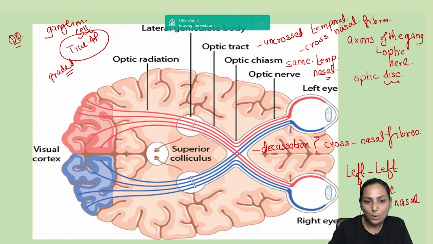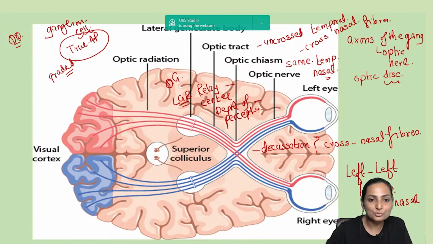Now this optic tract is then going to come to the lateral geniculate body. This lateral geniculate body plays a very, very important role. It acts as a relay center. It also helps in perceiving depth. So it is a relay center, helps in depth perception, and it plays a very important role as a gate.